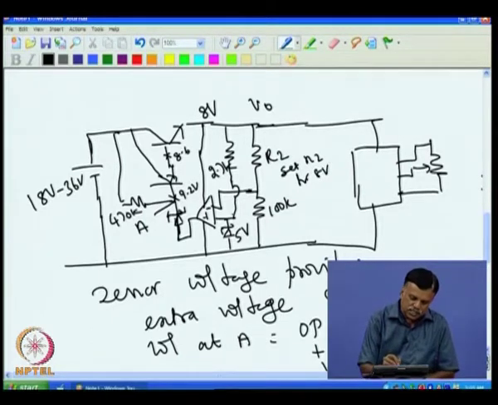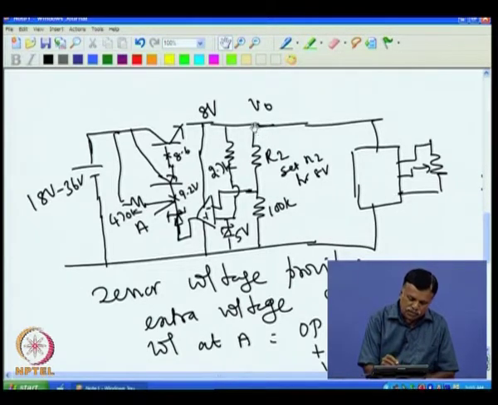So, if this is always sitting at 5, in case the output goes more than 8, then this point will go more than 5. If this goes more than 5, then this voltage will come down, because minus is going up. So, this will come down. If this comes down, this will also come down, and so does this.